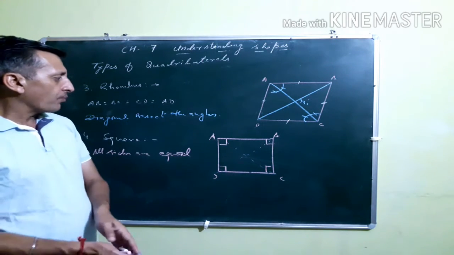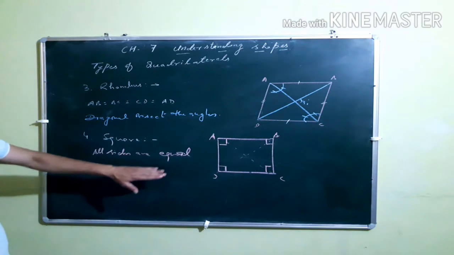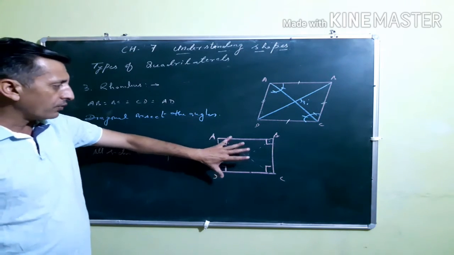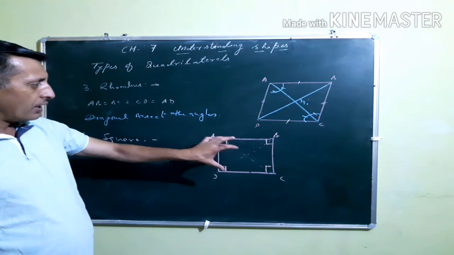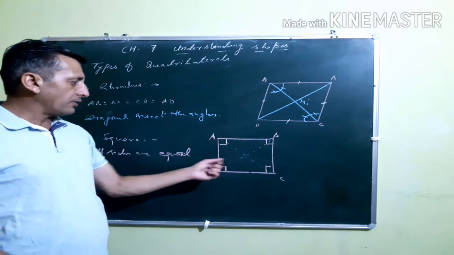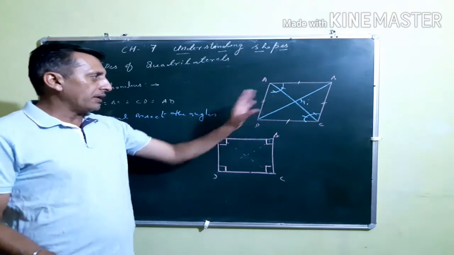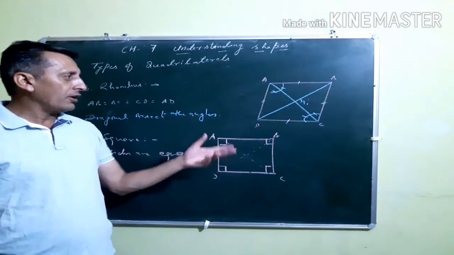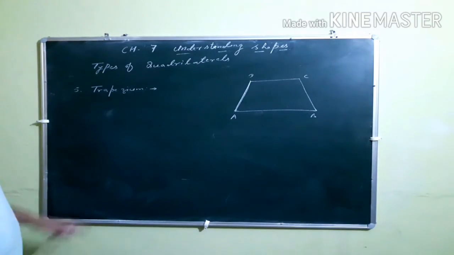So that's why we say every square is a rhombus, but every rhombus is not a square, because a square has one extra property, that each angle is equal to 90 degrees. But in a rhombus, it is not necessary that each angle is equal to 90 degrees. It may or may not be. That's all. This is the next type of quadrilateral.